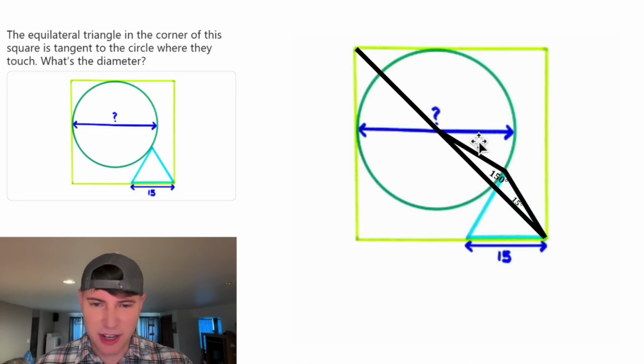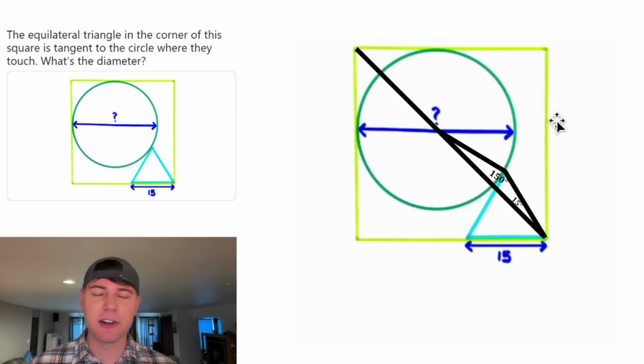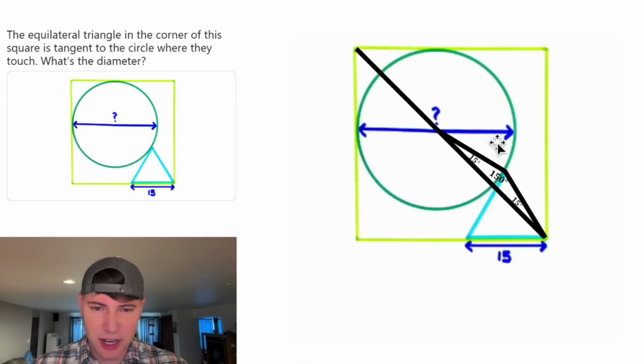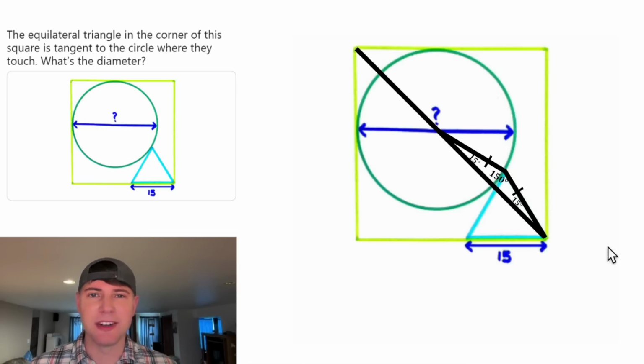And now let's find this other side of the triangle. In any triangle, the sum of the interior angles is 180 degrees. So if we do 180 minus 150 minus 15, we end up with another 15-degree angle in this corner. And now since the two base angles are congruent, they're the same size, that means we know it's an isosceles triangle. And the two sides opposite of those base angles will also be congruent.